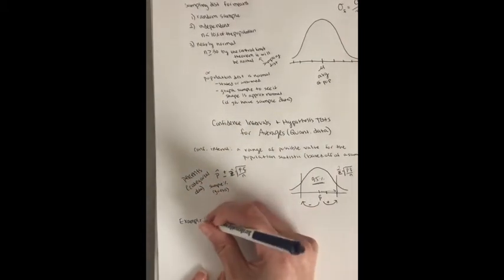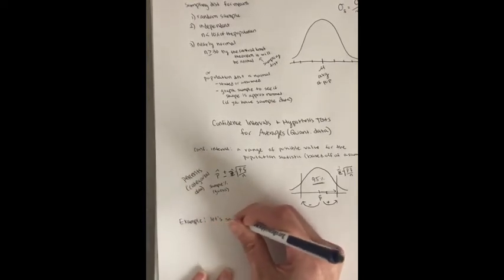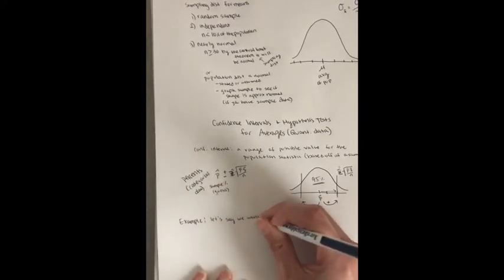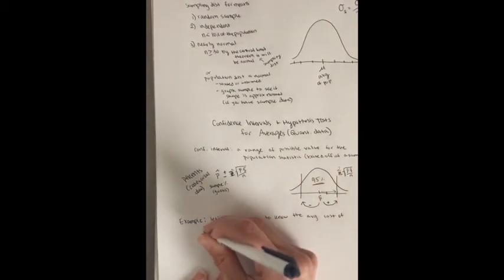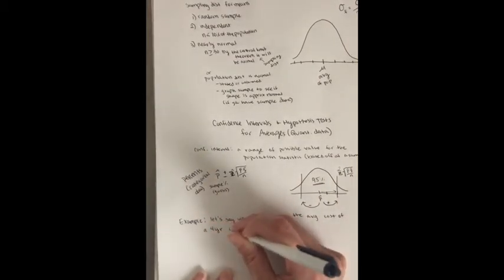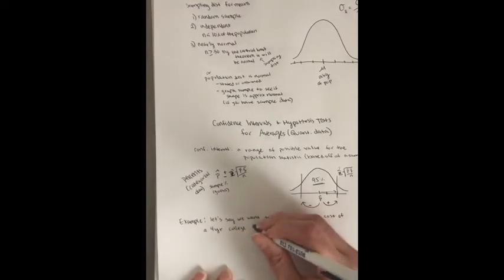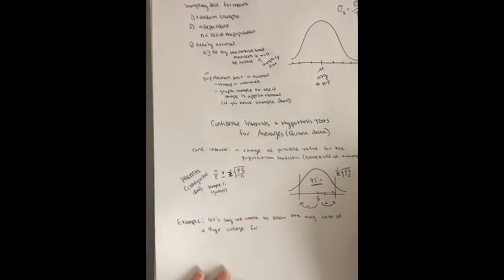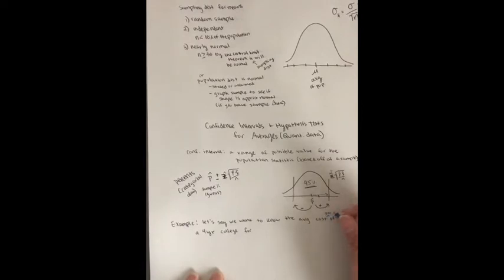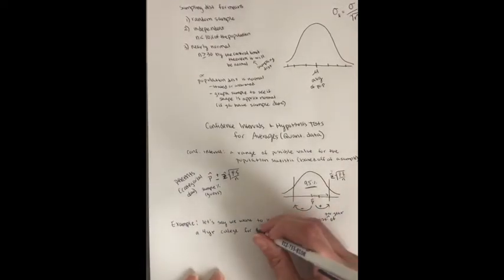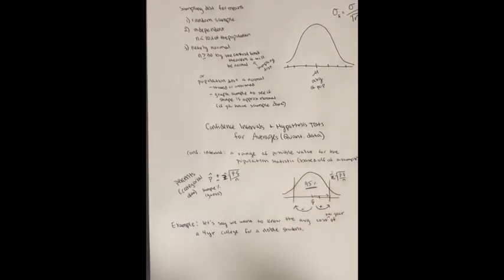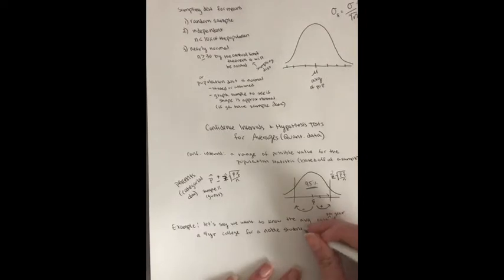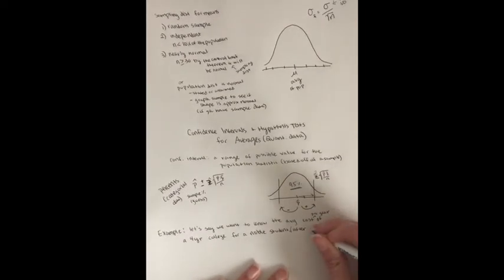So let's say we want to know the average cost of a 4-year college per year, the average cost per year of a 4-year college for a Noble student. All right, this is like after financial aid, after grants, scholarships.